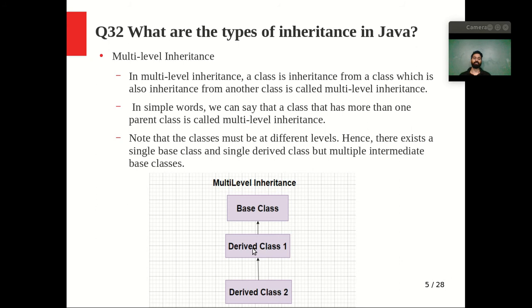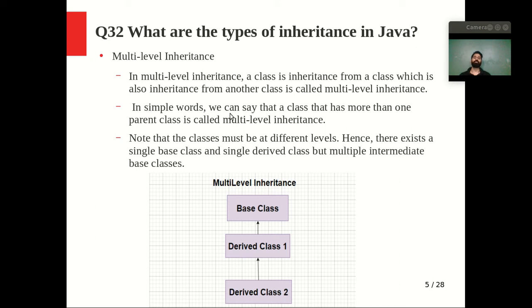So this derived class 1 is inheriting the property of the base class, and this derived class 2 is inheriting the property of derived class 1. So for derived class 1, the base class will be the parent class, and for derived class 2, the parent class will be derived class 1, right? So here it is forming multiple levels, so that's why it is called multi-level inheritance.